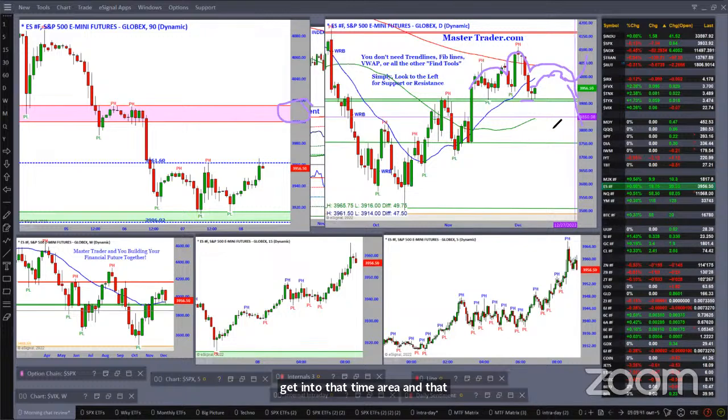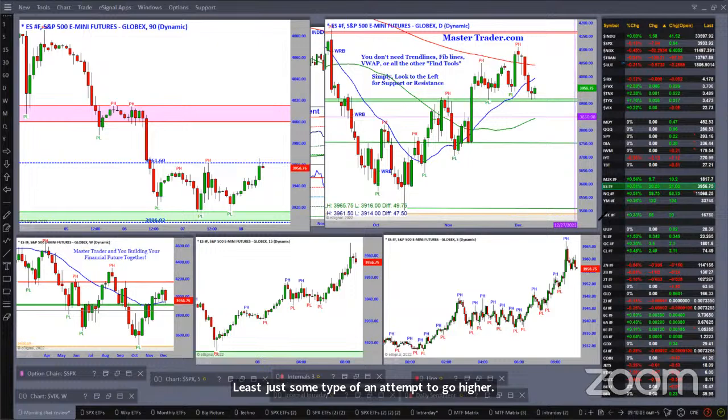And of course, there's some inflation data coming tomorrow, which may provide some speculation as to what happens in the middle of the month. So on a short-term basis, looking for a little consolidation here, maybe, and then at least some type of an attempt to go higher, after moving down as far as it has.